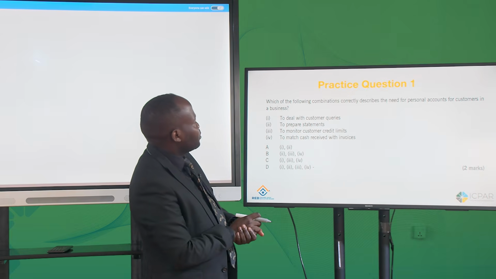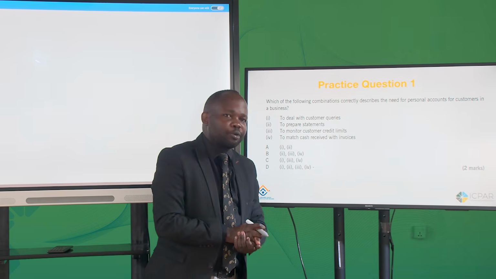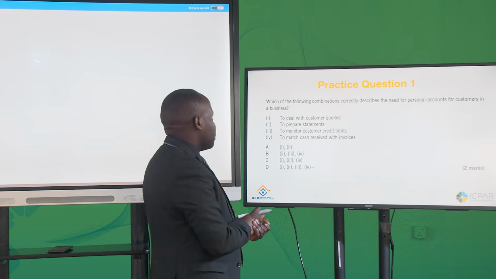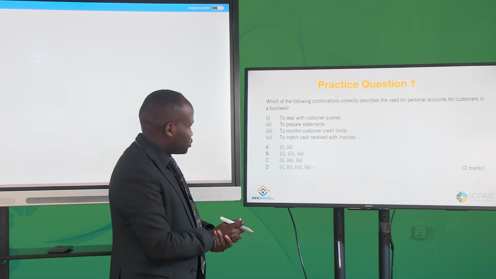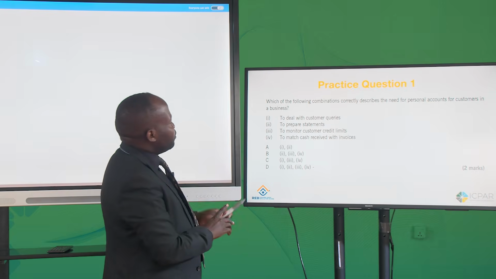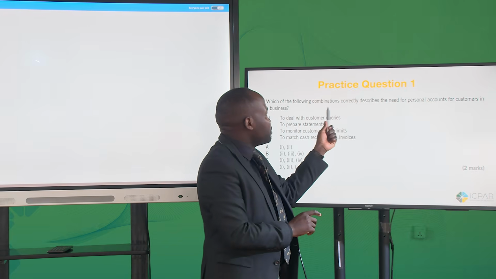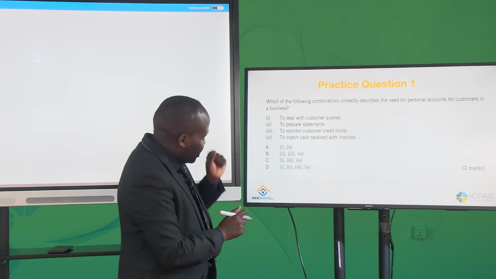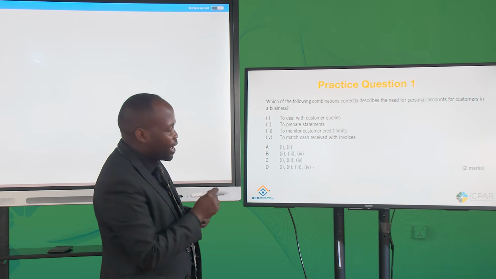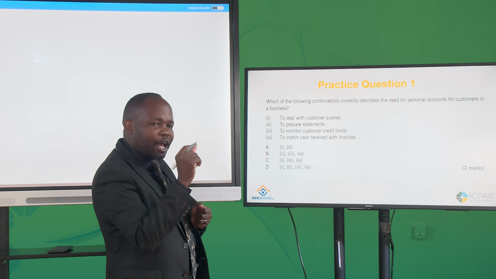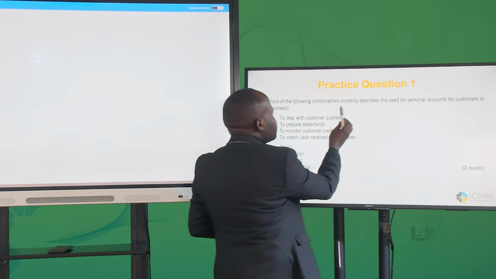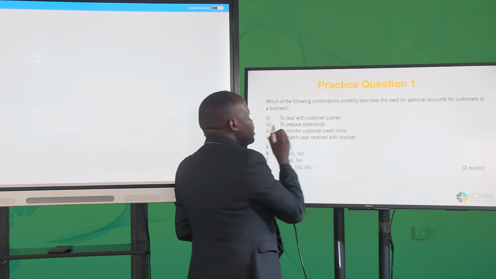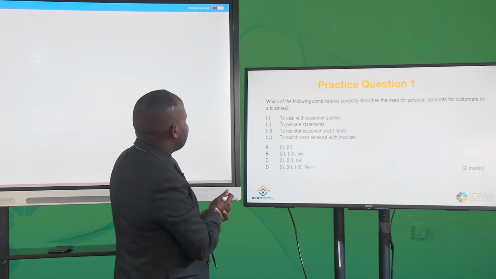Next, examples to practice questions. Exam past paper questions on this topic as we wind up. Just a few questions, not all. Which one of the following combinations correctly describes the need for personal accounts? Remember, these ledgers are personal accounts. Which one of the following combinations correctly describes the need for a personal account for customers?